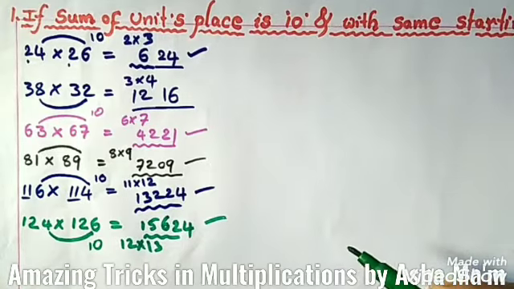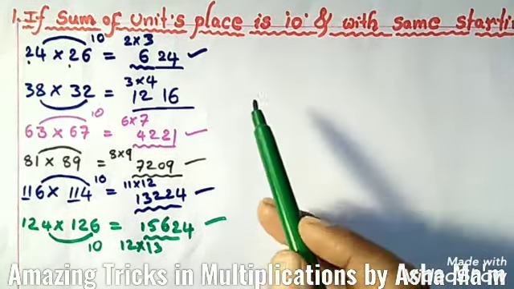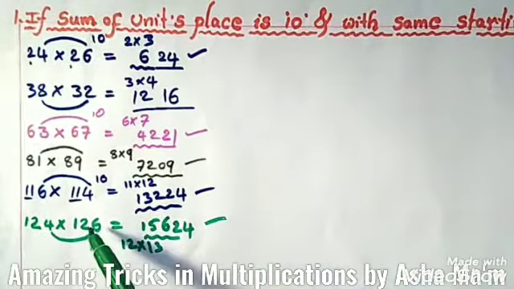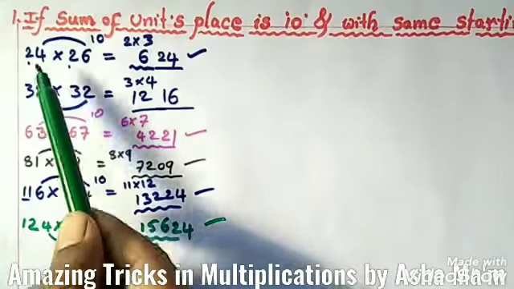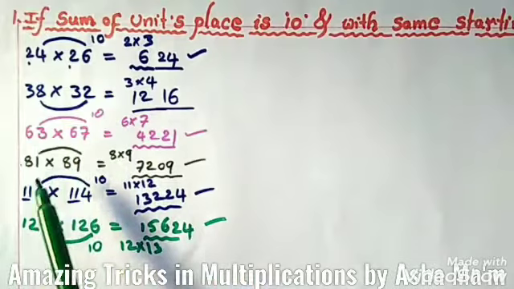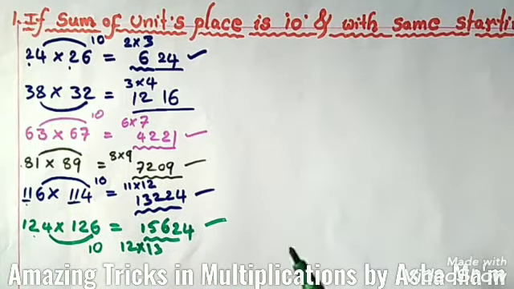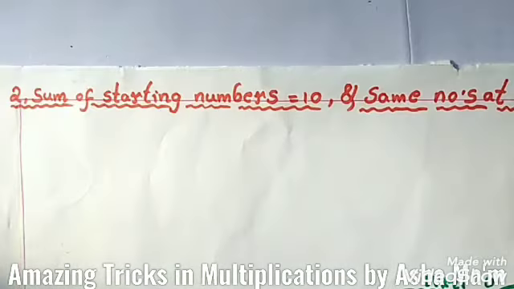Okay, this is about our first trick. This is the first trick in today's session. If the sum of the units places is 10, with the same starting numbers, okay? 2 2, 3 3, 6 6, 8 8, 11 11, 12 12, like that. Then you have to apply this type of trick here.